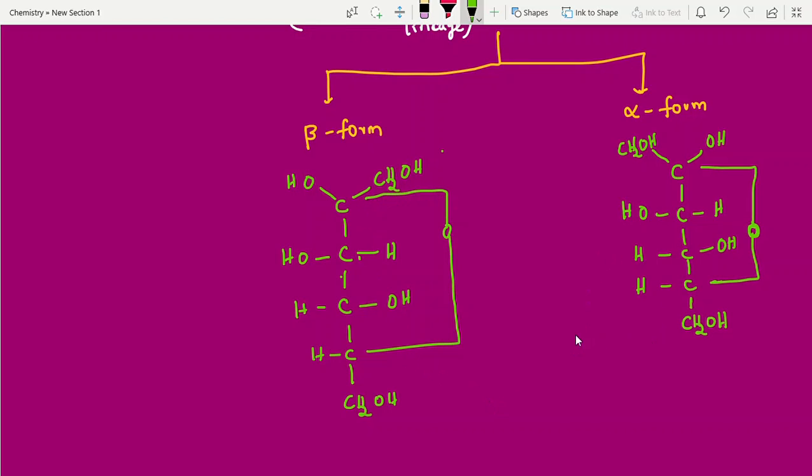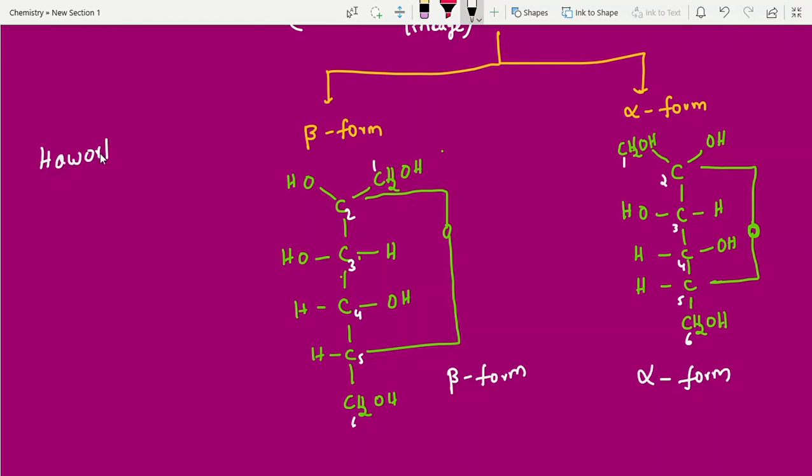This is alpha form. 1, 2, 1, 2. You can give numbering also. 1, 2, 3, 4, 5, 6. Next here, 1, 2, 3, 4, 5, 6. That's it. This is what we call it as, students, alpha form. This is what we call it as, students, beta form. Now alpha form, I will compare with alpha form, beta form. Both I will compare with Howard structures.